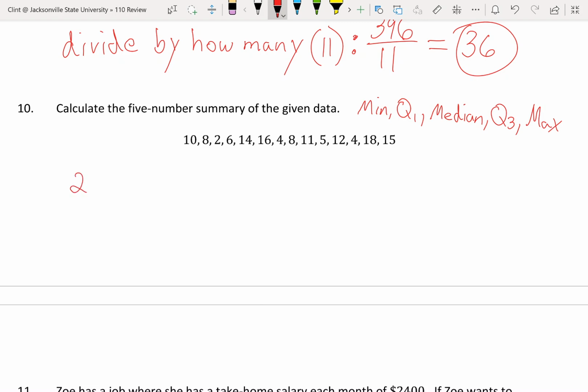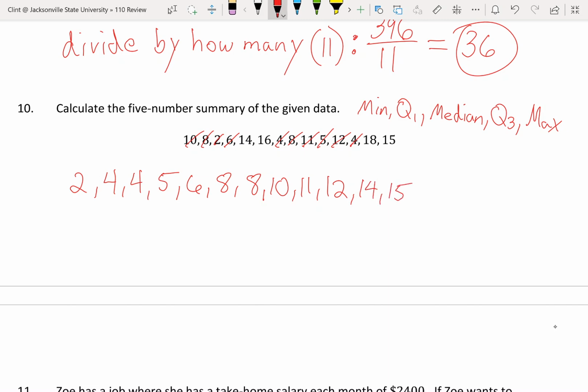Okay. Let's see, we'll put these in order. So we got 2. What's next? I see 4 on there twice. There's 4 and 4. I see a 5, 6, 8's on there twice, it looks like. 10, 11, and 12. And then 14, 15, 16, 18. And then again, count, make sure you got them all.